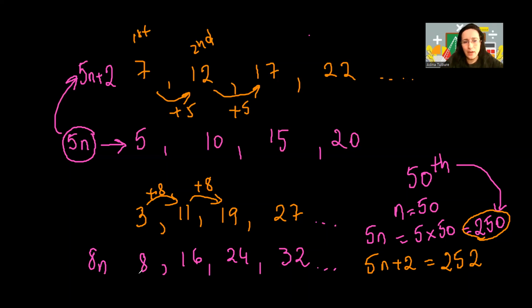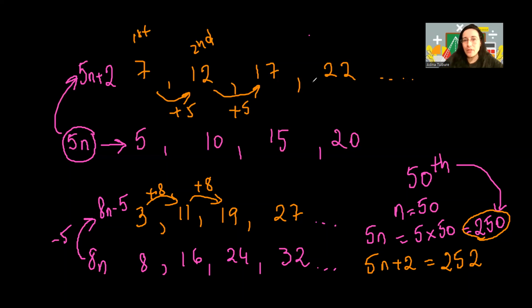Right, what do we do now? How did I shift from 8, 16, 24, 32 to 3, 11, 19, 27? What did I do? I just shifted down, if that's possible. So I took away 5. So this one will become 8n minus 5. You see, every single term is minus 5.